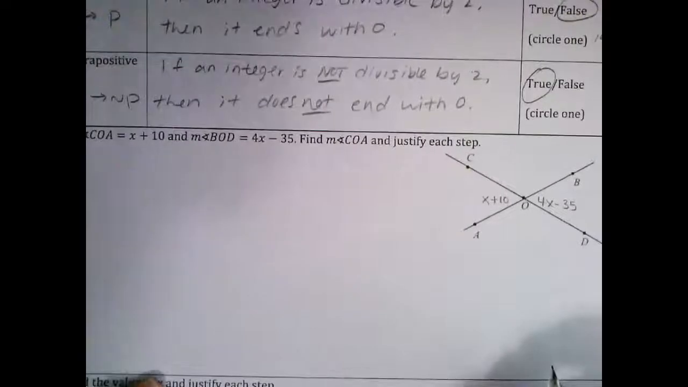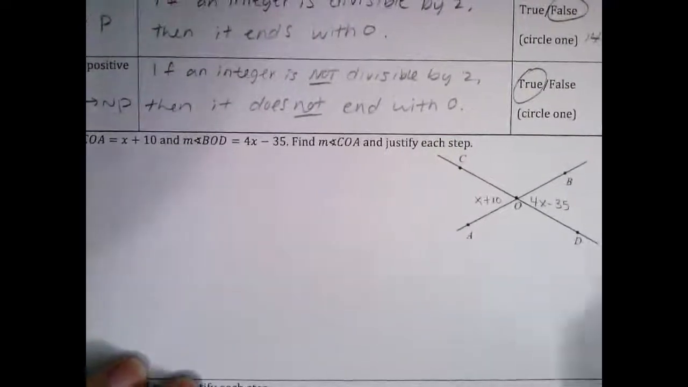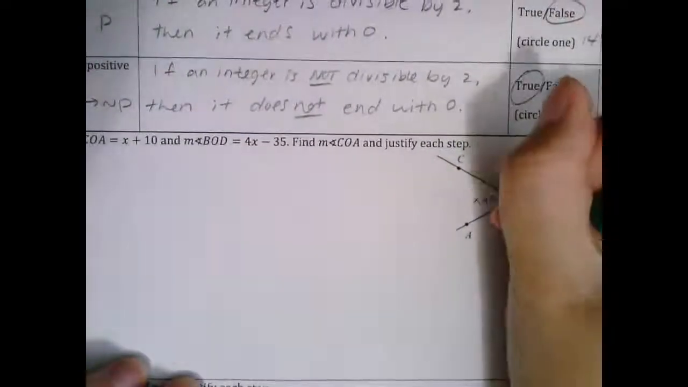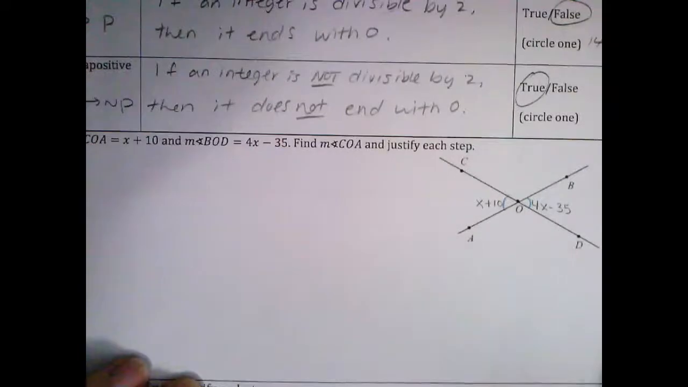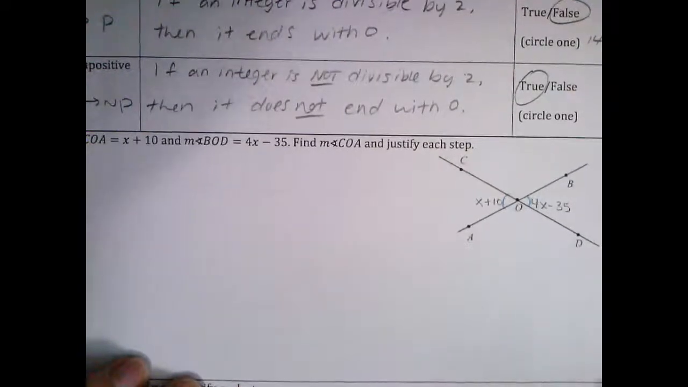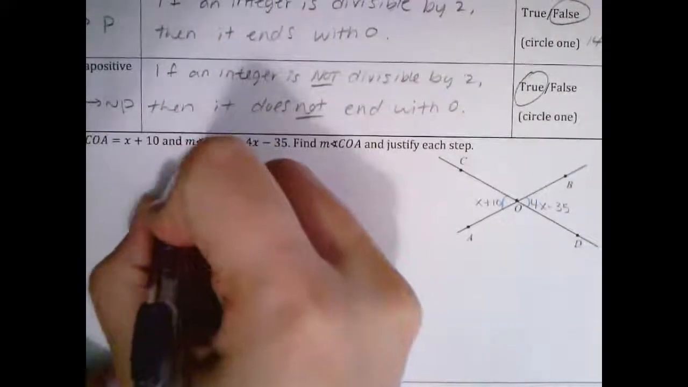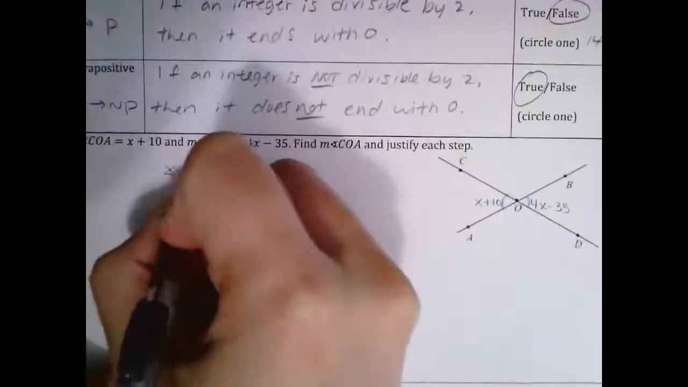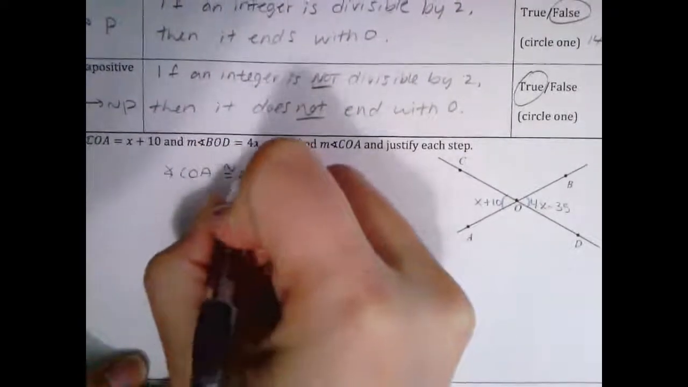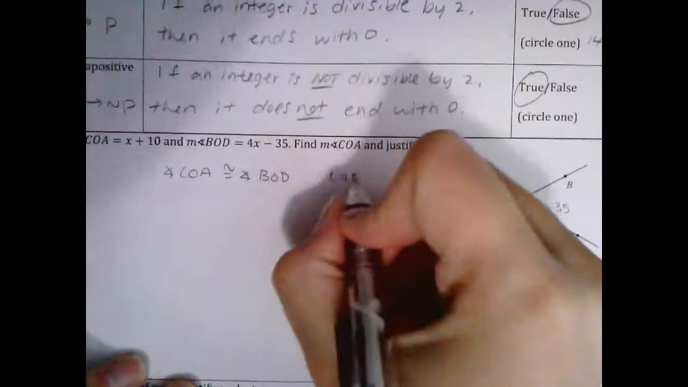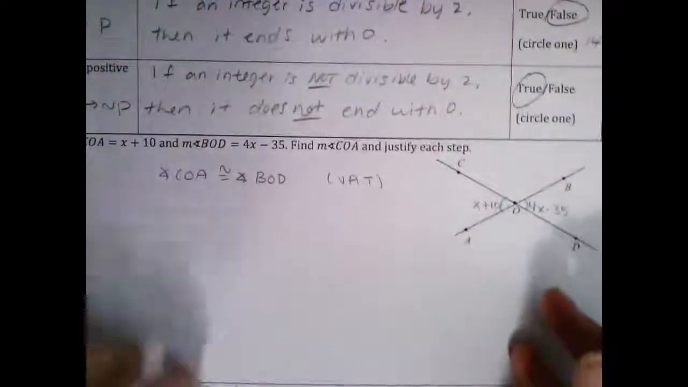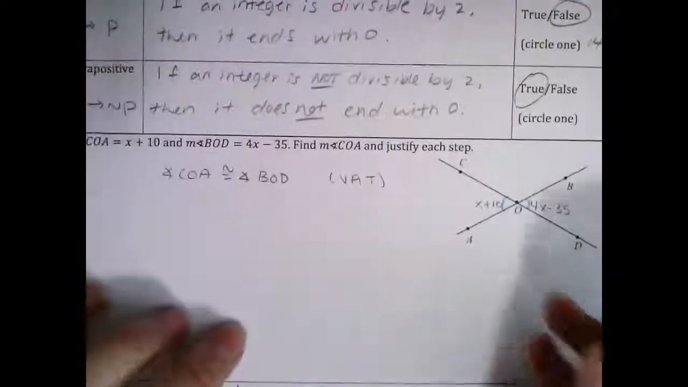So one thing that you should note from the picture is that these two angles are vertical angles. Okay? And vertical angles are congruent by the vertical angle theorem. So we're going to say angle COA is congruent to angle BOD. And we know that by the vertical angle theorem, which you can abbreviate as VAT.